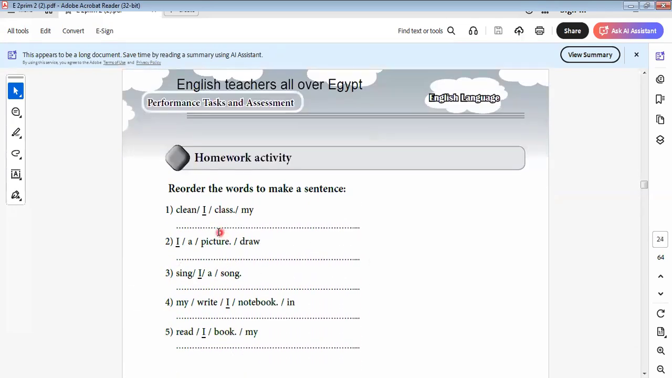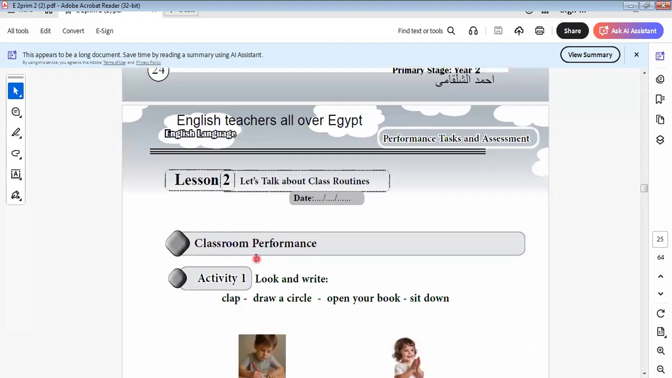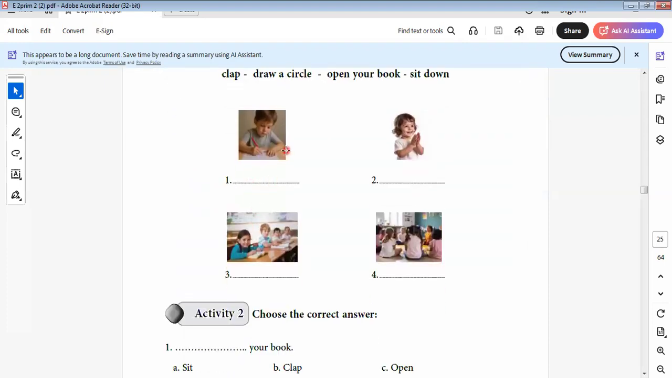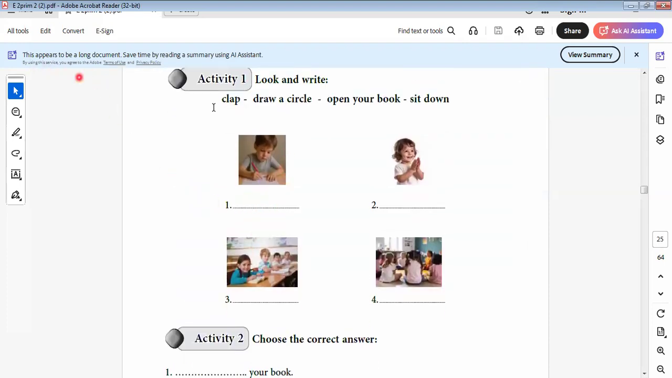Okay. Let's go to another one here. Here we say, what can I do? Subject here, it will be I clean my class. Here I draw a picture and so on. I leave the rest for you to do by yourself as homework. Here we have what this boy is doing. Here we will draw a circle. So this one, what is this boy doing? Draw a circle.